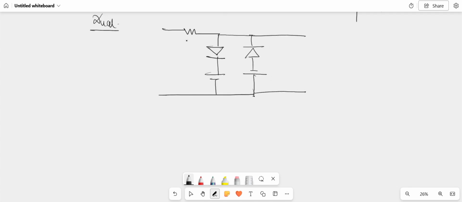Okay. So this is diode 1, this is diode 2. We are applying the input voltage here, V in. This is the external bias voltage V of B1, positive negative terminal. And this is the external bias V of B2, negative positive terminal. And this is the V out from here.